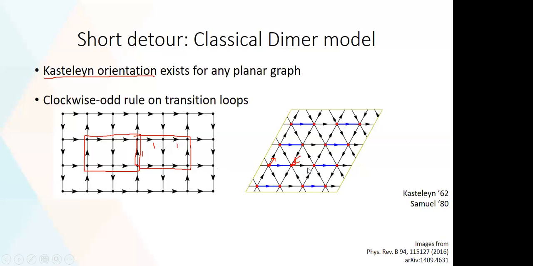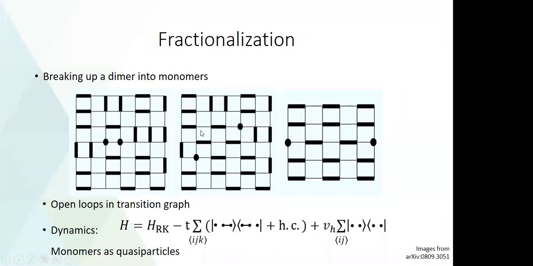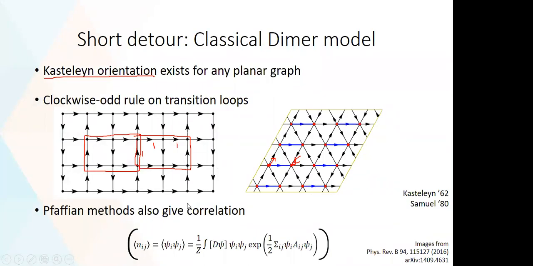So that's just a construct that comes out of trying to solve the classical dimer model, this Kasteleyn orientation and the clockwise odd rule. We'll meet it again soon in the Majorana dimer model, in a totally different idea. And again, such orientations always exist for planar graphs. I can skip this. This Pfaffian method is also what gives you the original way of calculating correlation functions.